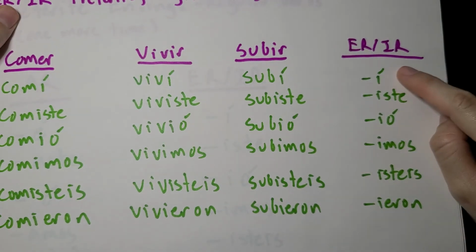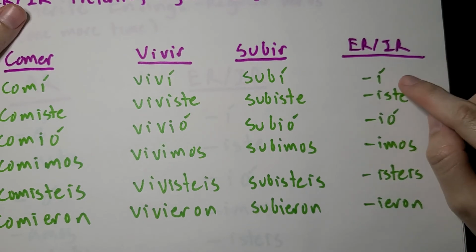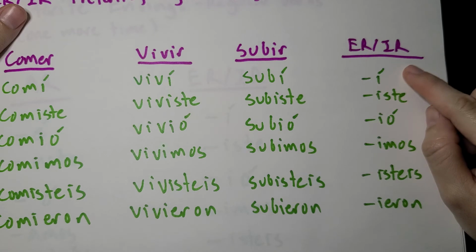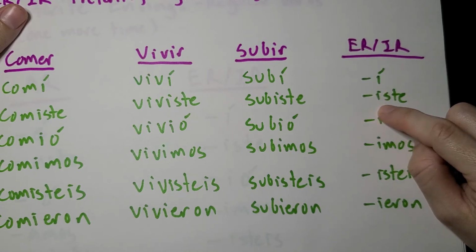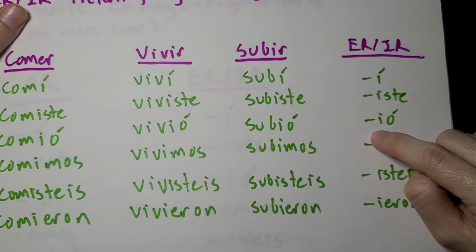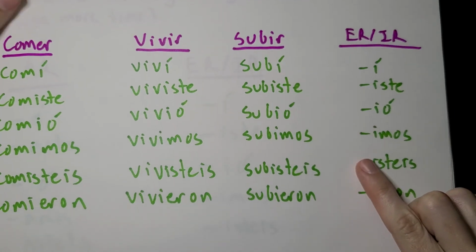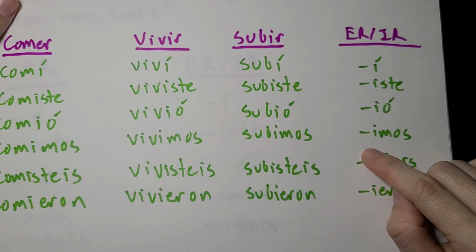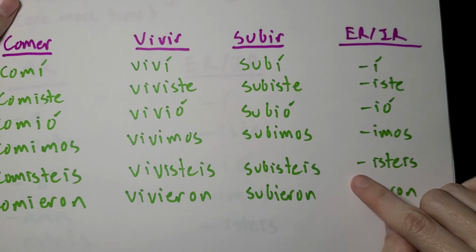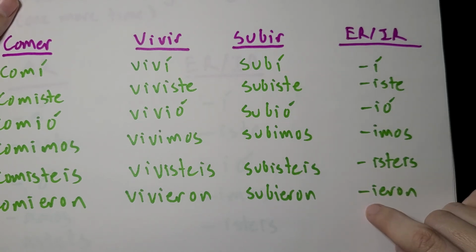So let's look at the ER-IR endings one more time. For yo, the ER or IR ending will become an I with an accent. For tú, the ER-IR ending becomes iste. For él, it becomes io with an accent over the O. For nosotros, it becomes imos. For vosotros, it becomes isteis. For ellos, it becomes ieron.